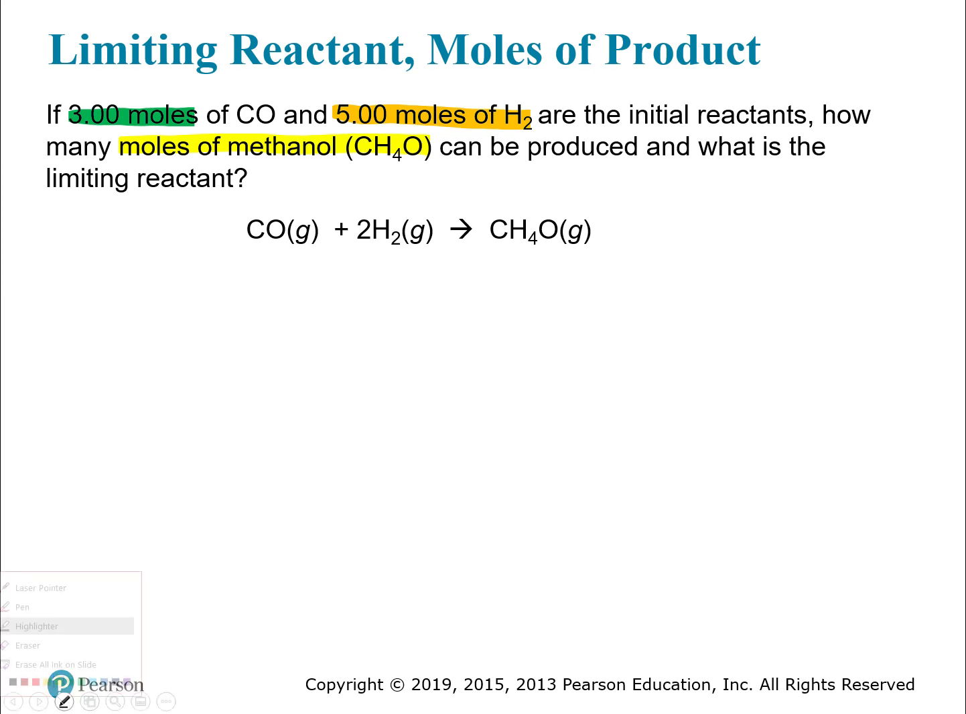So I like to highlight or underline the given information. Helps me focus on what I need to know. When you have a limiting reactant problem, you'll recognize it. It may say, what is the limiting reactant? That's a clue. But if it doesn't, you'll notice that you have amounts for 2 reactants, not just 1.